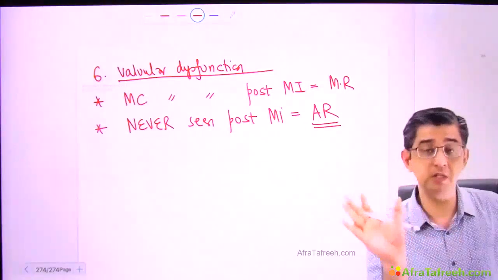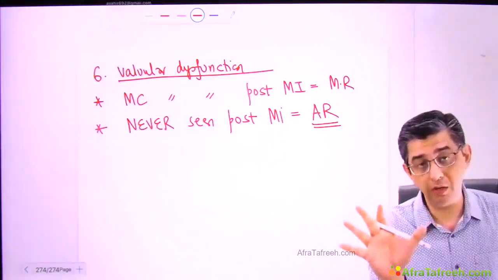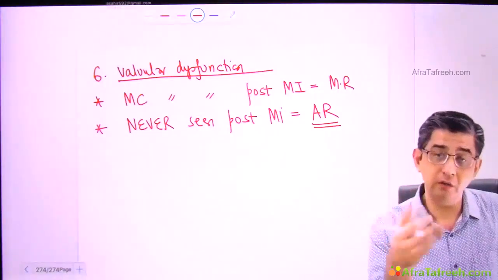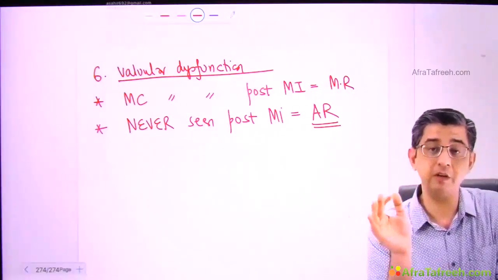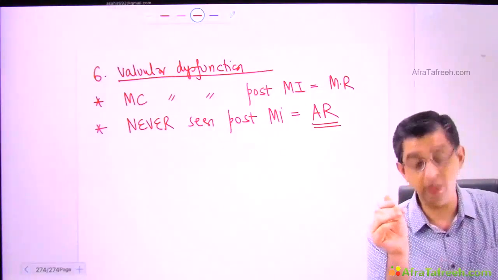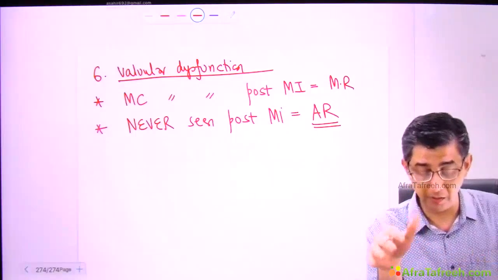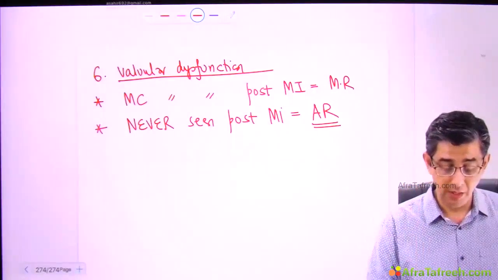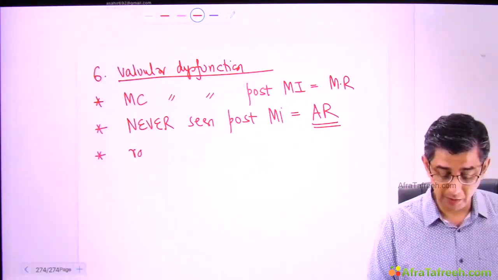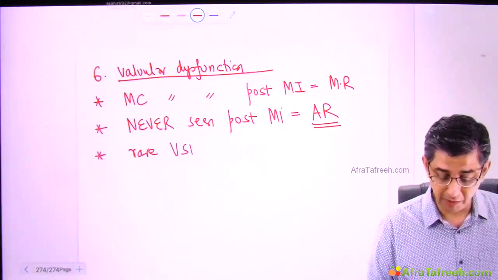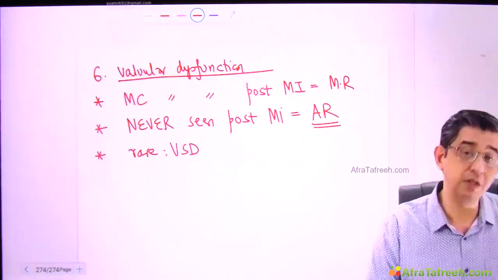So MI is not a disease of the aorta. MI is a disease of the coronary arteries. So even if coronary arteries are affected, the aortic valve will still continue to get its supply from the aorta per se. So aortic regurgitation is never encountered, and mitral regurgitation is most commonly found. And rarely there's also the possibility that the interventricular septum might be infarcted, and if that happens, even a VSD can develop.